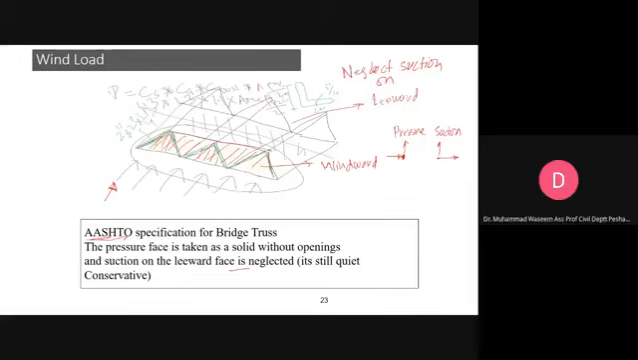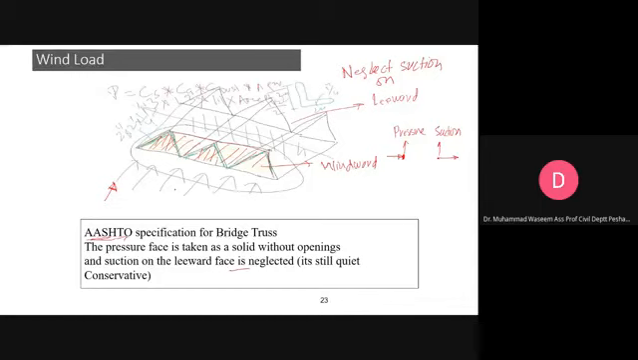Yes, sir. Okay, now we will talk about the bridges. In bridges, what happens is that, for example, this is a truss bridge. We know that wind is blowing in this direction, so this is the windward side, and this side is the leeward side.